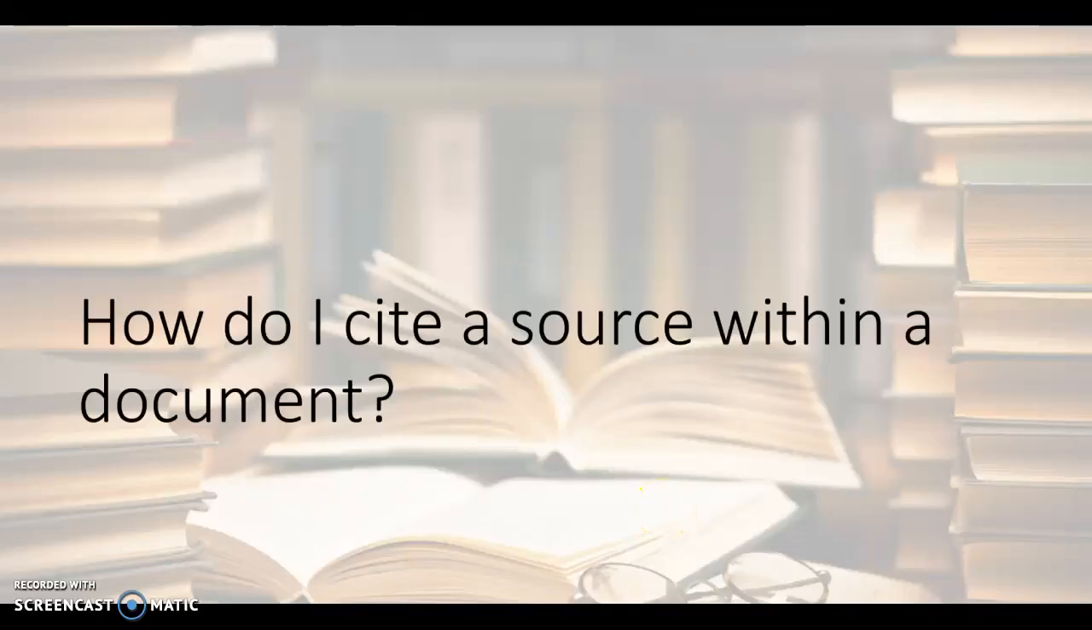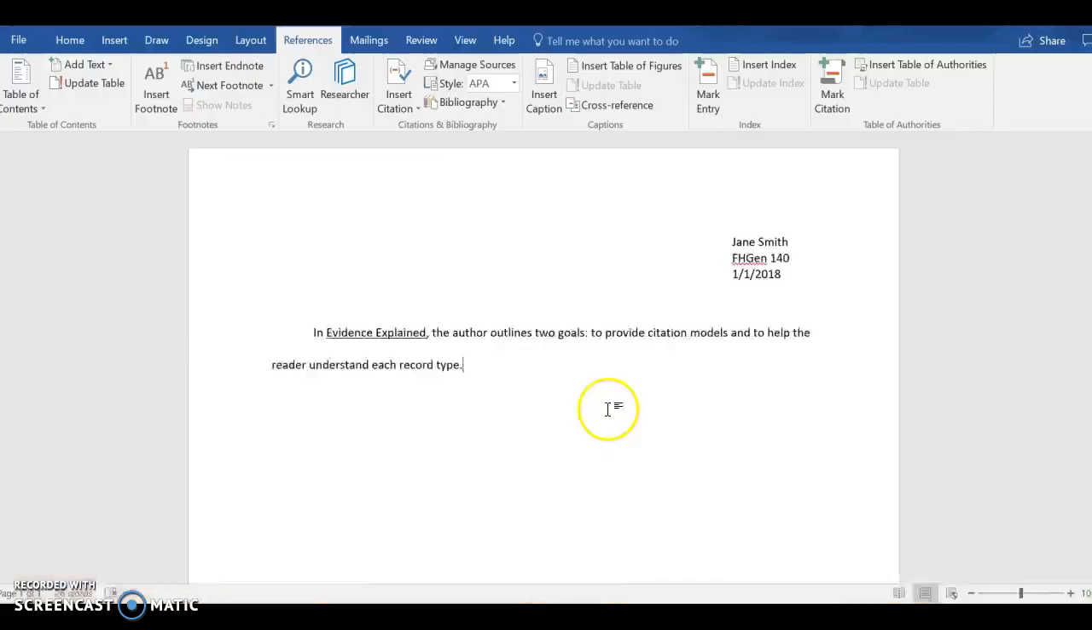Okay, so you know now where you can look to figure out how to correctly format a citation, but I wanted to show you how you would cite a source within your document, within one of your papers. Okay, so I'm writing a paper here, and I have my first sentence. It says, in Evidence Explained, the author outlines 2 goals: to provide citation models and to help the reader understand each record type. Well, that's not a quote, but that's information that I took from Evidence Explained. So I need to cite that.